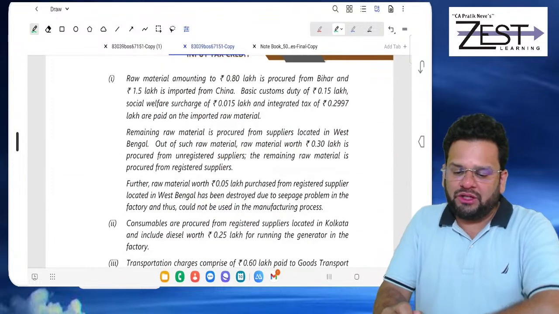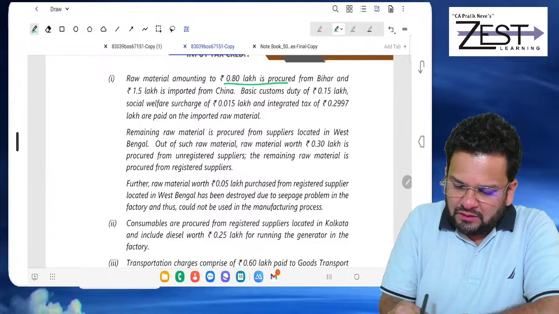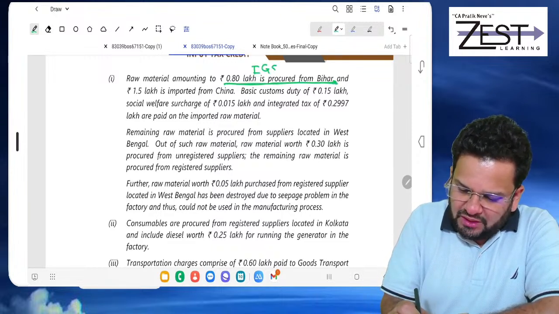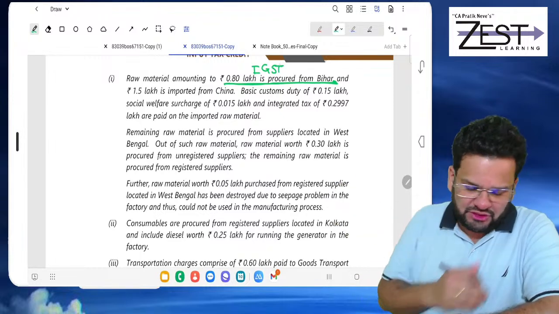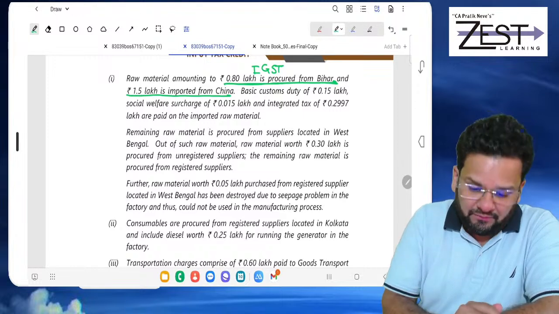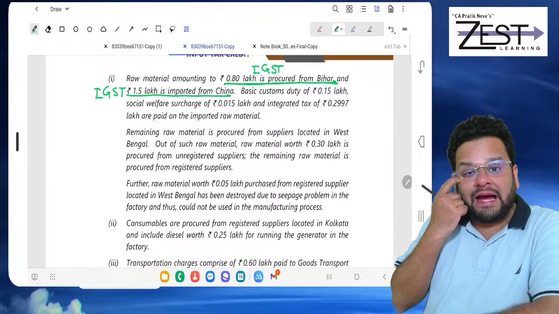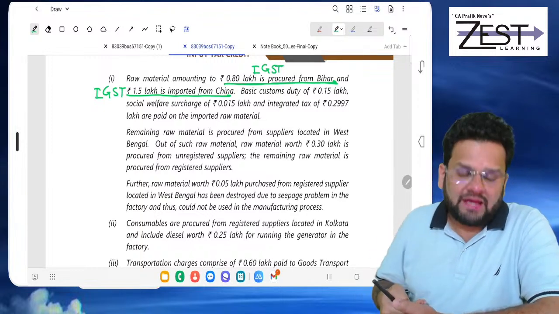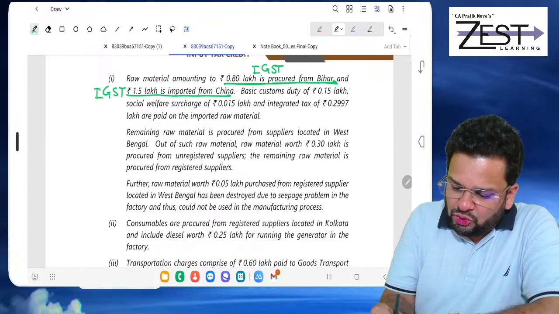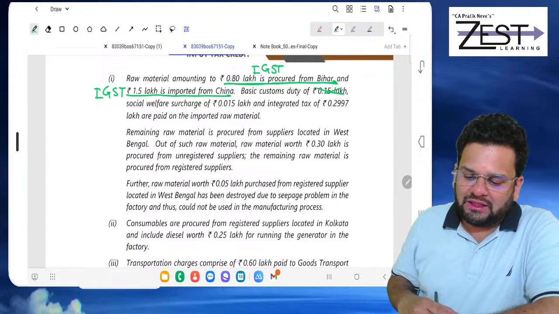Raw material amounting to 0.8 lakhs is procured from Bihar. So can I say on this there will be IGST because it is interstate purchase, and 1.5 lakh is imported from China. So again on this there will be IGST. Apart from that there will be import duty like basic customs duty. So there is a basic custom duty of which you don't get ITC. Remember, of basic custom duty you don't get ITC.